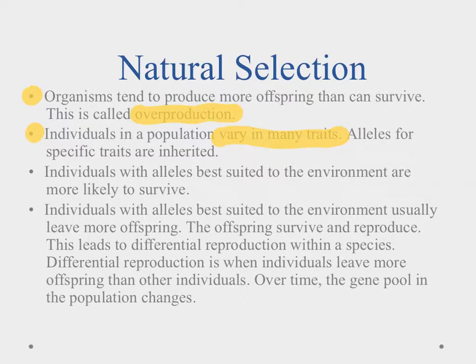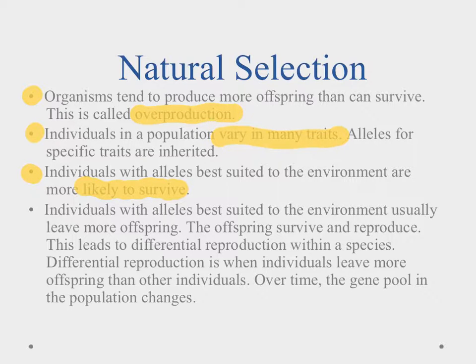But you have to have a variety of things for nature to select against. If everything was exactly the same and you changed the environment against it, nothing would be able to change and they would all go extinct. So you have to have some underlying variety in the population. Now, the individuals with the alleles that are best suited are most likely to survive. So that means that as nature's applying its pressure, those that have the traits that make it so they adapt better, those are the ones that are going to survive.